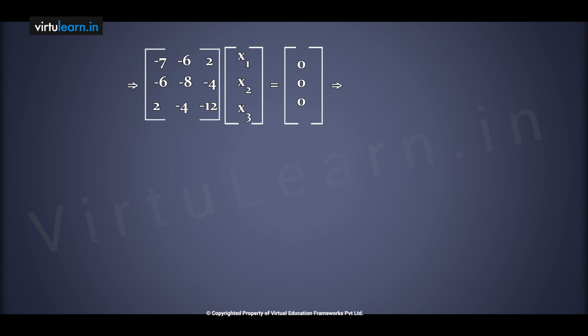Now you multiply the matrices, first row first column, second row second column, third row third column. From the first row we get the first equation, minus 7x1 minus 6x2 plus 2x3 equal to 0. Second equation, minus 6x1 minus 8x2 minus 4x3 equals 0. Third equation, 2x1 minus 4x2 minus 12x3 is equal to 0.